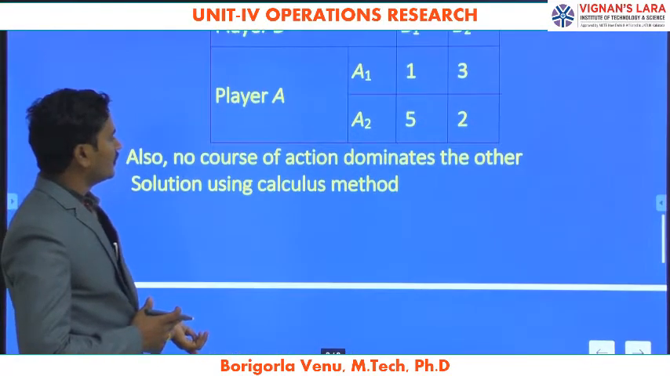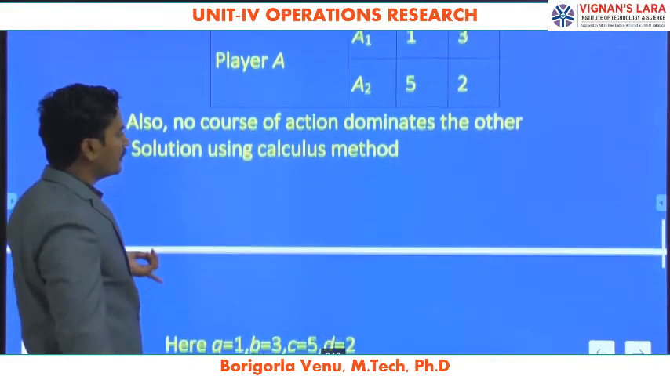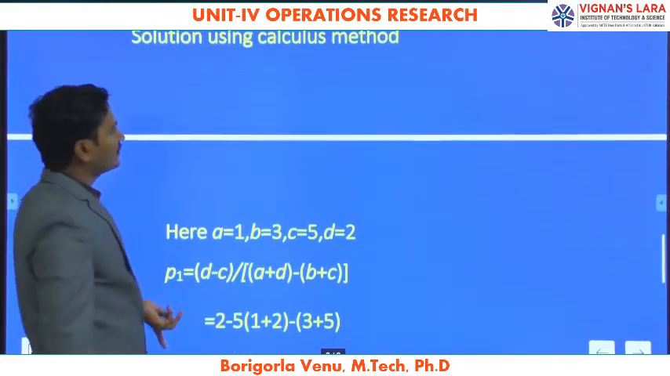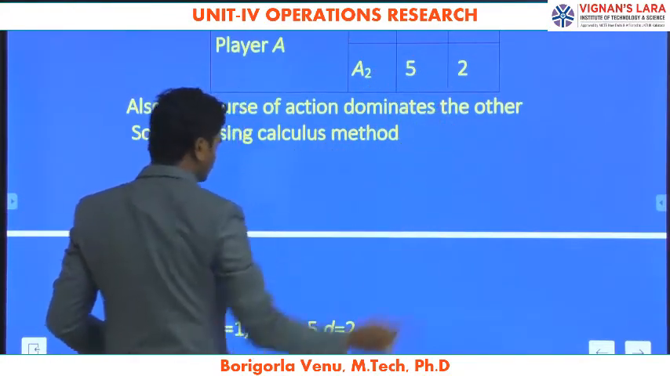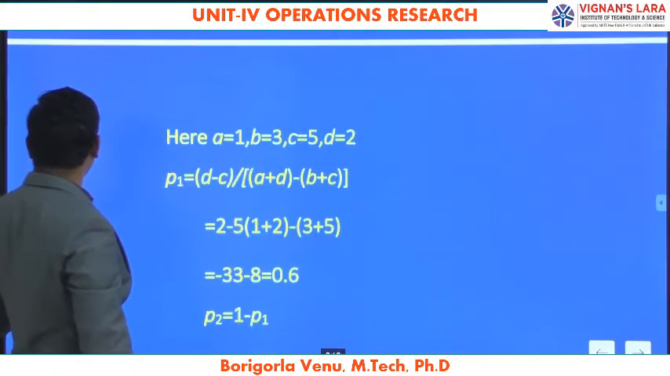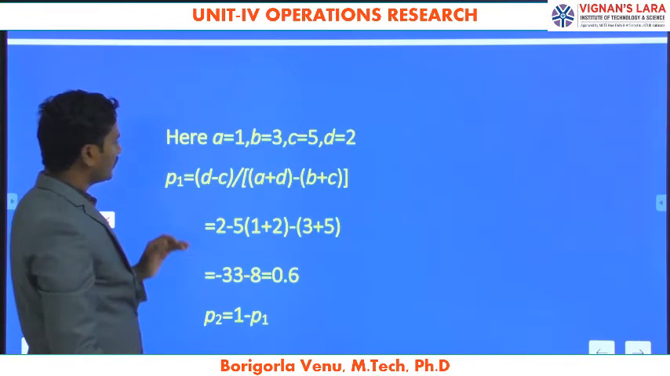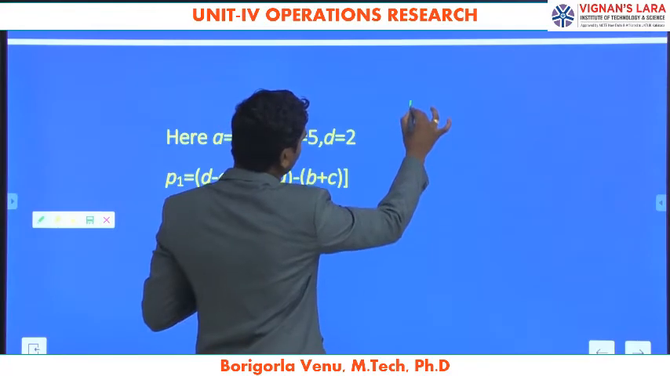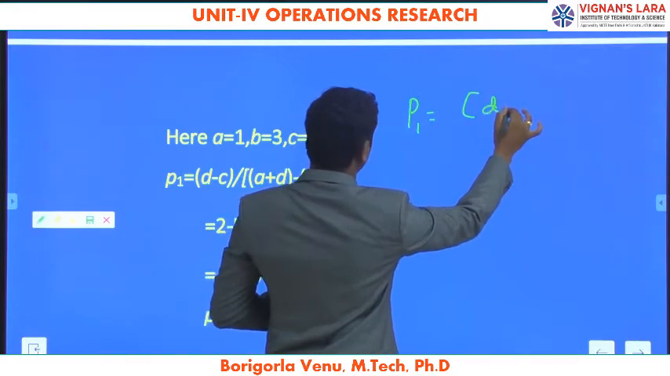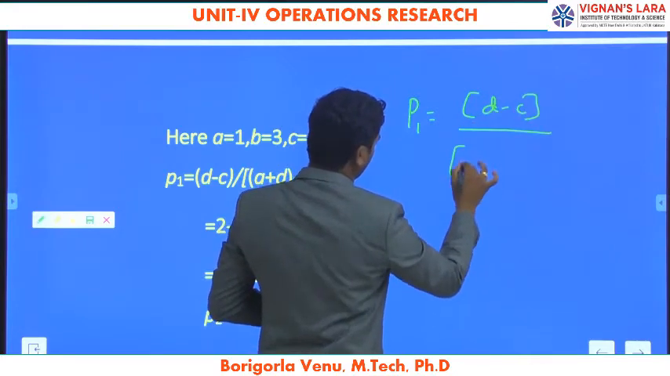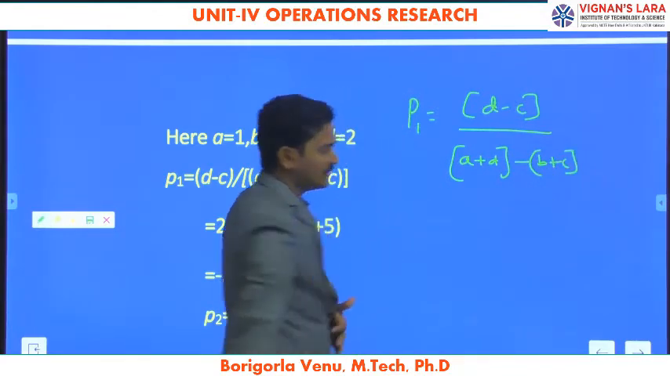Here we assume the pair of matrix values are A, B, C, D. The A value is 1, B value is 3, C value is 5, D value is 2. We have the formula to calculate the value of the game. The formula is P1 equals D minus C divided by A plus D minus B plus C.